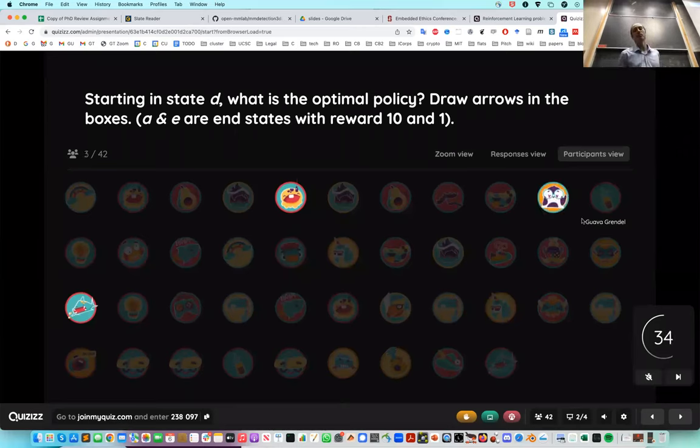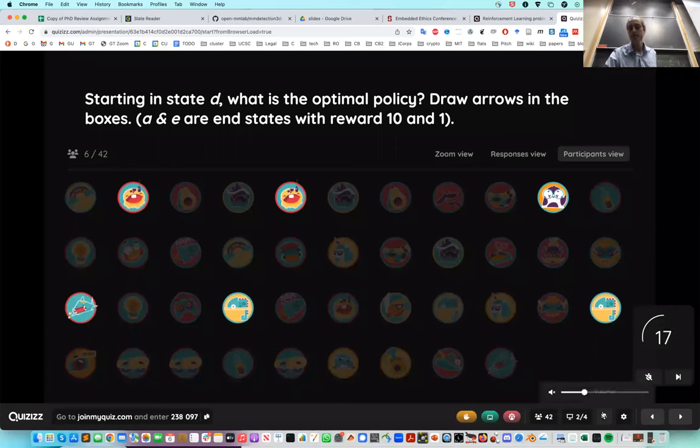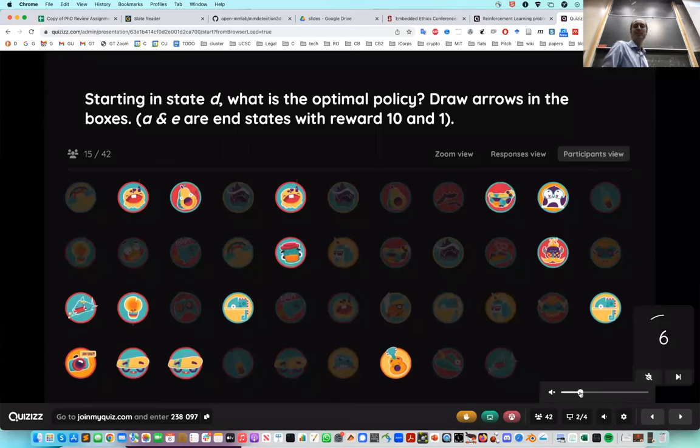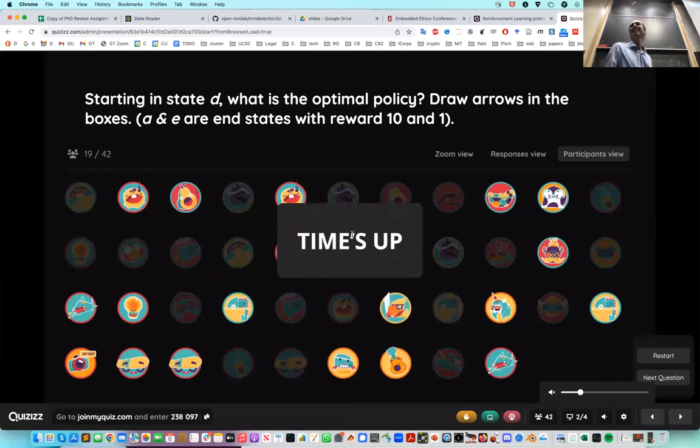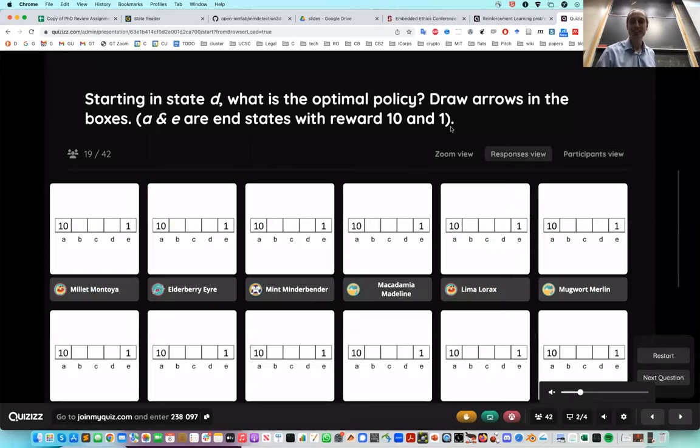So starting in state D, what is the optimal policy? Draw the arrows in the boxes. 27 seconds left. Seven seconds. Come on, everyone. Only 16 answers, I guess. What happened? I only got 19 out of 42. Okay, let's see.